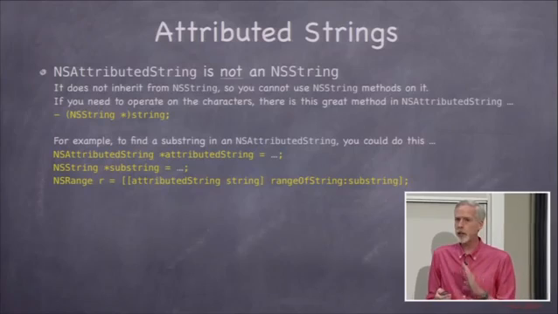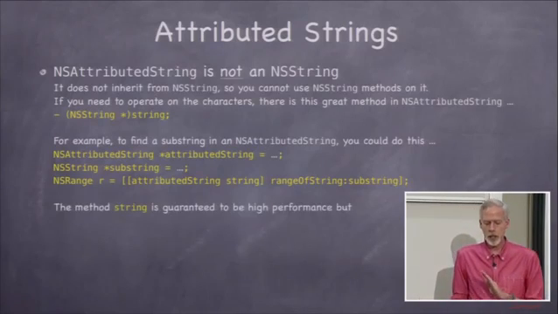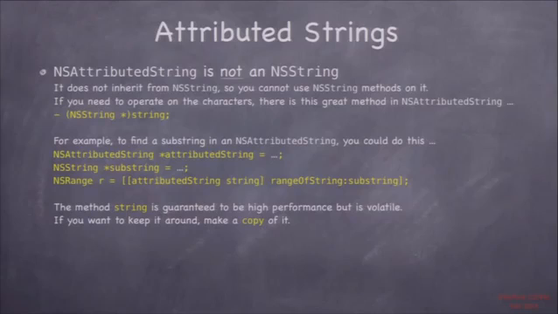Now, that string method is guaranteed to be very high performance, because you're doing this all the time. You want to look at the NSAttributedString like a string. So it's high performance. However, it's also volatile. Bottom line is, this thing is probably returning you a pointer to that NSAttributedString's internal data structure, or some parts of it, or something. You don't really know what it is. You know whatever it returns is an NSString. But if you want to keep that thing around for more than just right there where you call it, make a copy of it. Then you have a copy of the NSString. You can hold on to it.